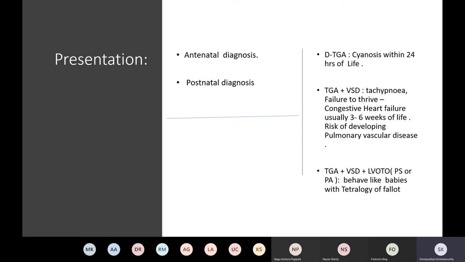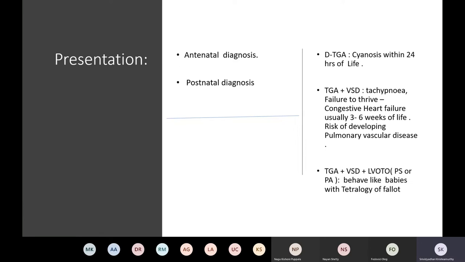So they can present with congestive cardiac failure-like symptoms and failure to thrive in about 3 to 6 weeks of life. And of course, if left for a longer time, they are at risk of developing pulmonary vascular disease as well.